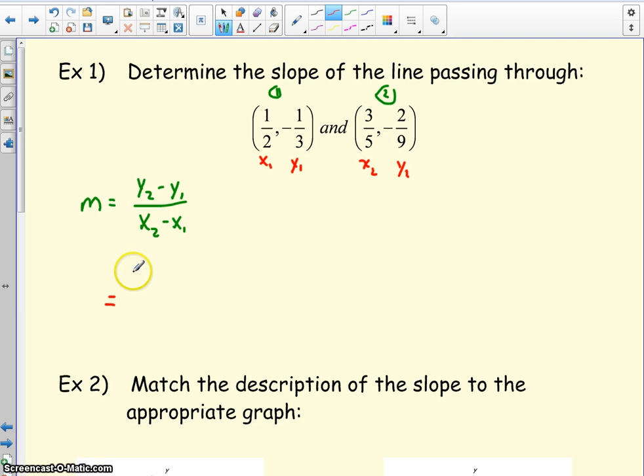So y2 minus y1 will give me negative 2 over 9, minus y1, which is negative 1 over 3. And all that's going to be divided by x2 minus x1, which is 3/5 minus 1/2. Okay, so this is going to be a good chance for you to practice using fractions. It may have been a little while for some of you. So remember to do the subtraction up here, you have to find a common denominator. Same thing with the denominator down here, you have to find a common denominator between these two. So give that a try on your own or with a partner, and when you get to an answer, push play again and see if you got it right.